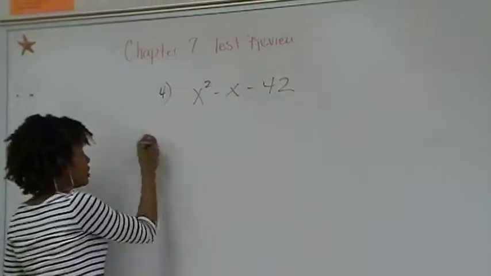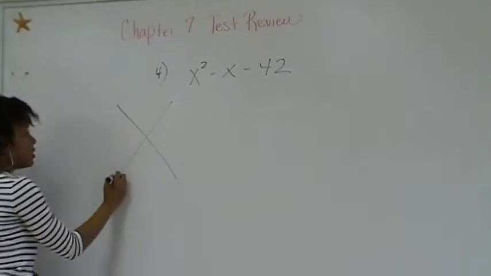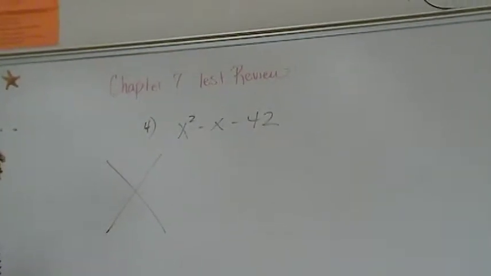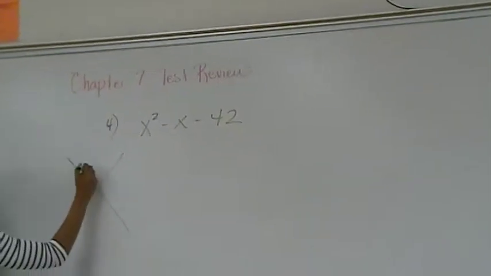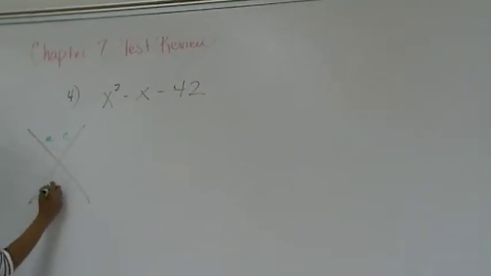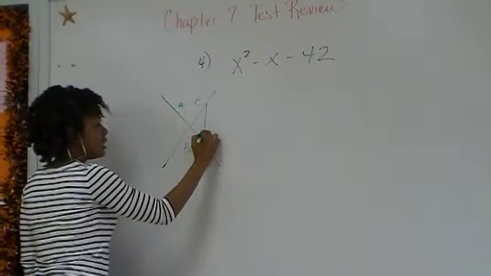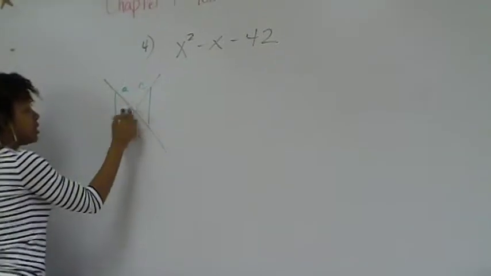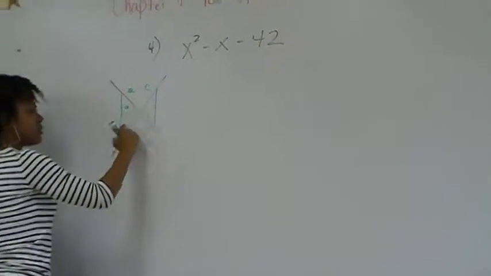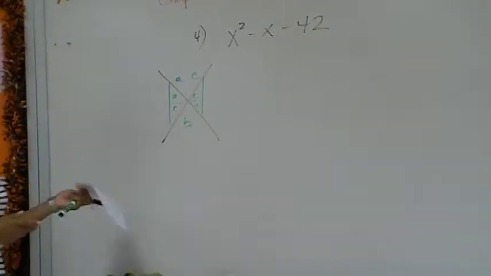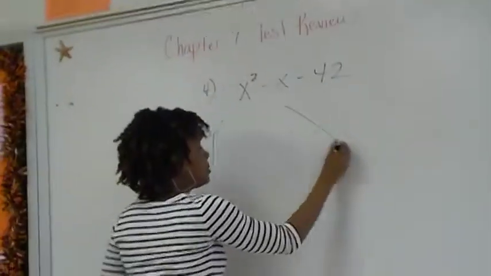So remember I taught you this big X. Anybody remember what goes up there? Negative 42. How do you get that? A times C. Good. What goes down here? B. And on this side, anybody remember what these two have to equal? A. Good. And what do these two have to equal? C. Very good. If you can remember that little picture, diagram, whatever you want to call it, we should be good. Alright, so now let's do it for this problem.